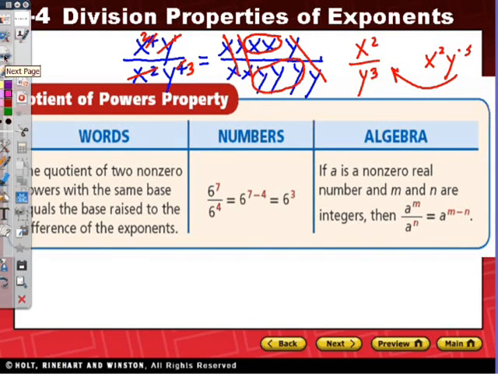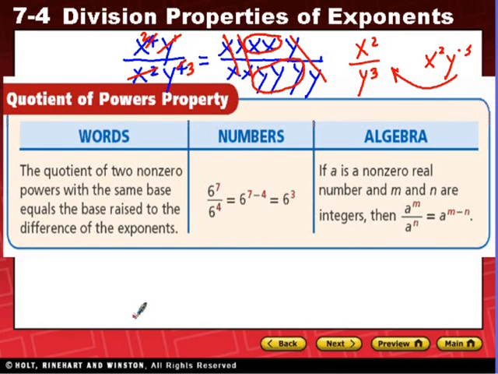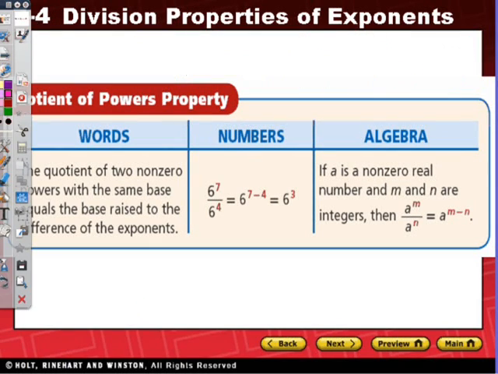And let's get that other thing out of the way for you. So the quotient, feel free to abbreviate, of two non-zero powers with the same base equals the base raised to the difference of the exponents. And feel free to pause the video so that you have enough time. Look, I had an example here before. Maybe I'll erase that and do a new one in a second.